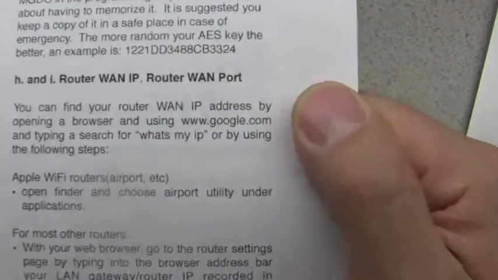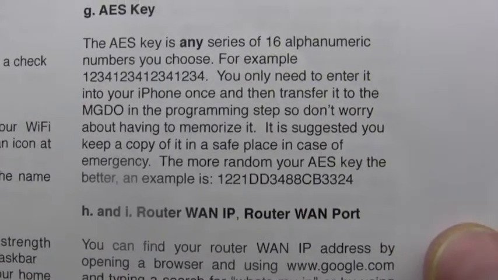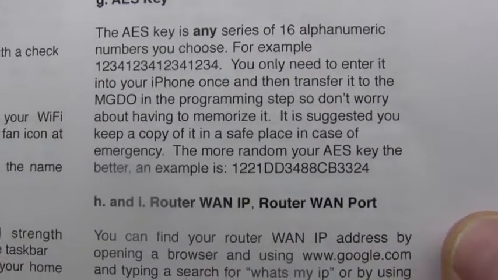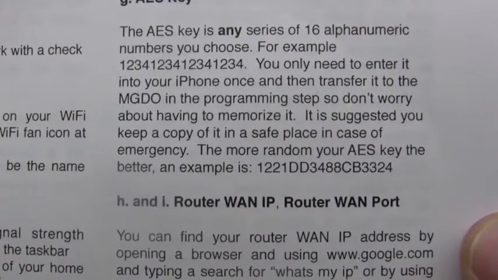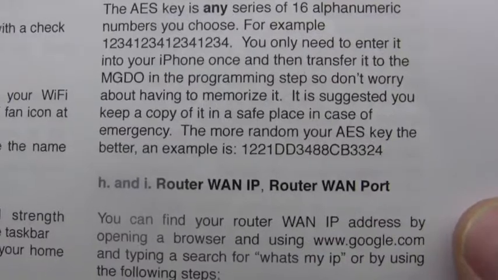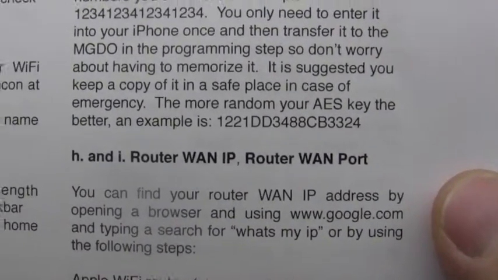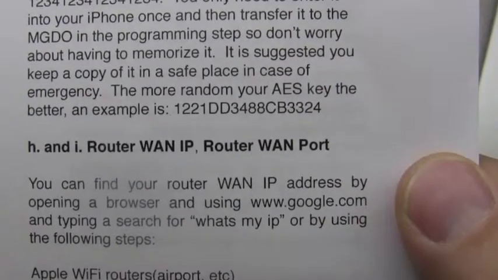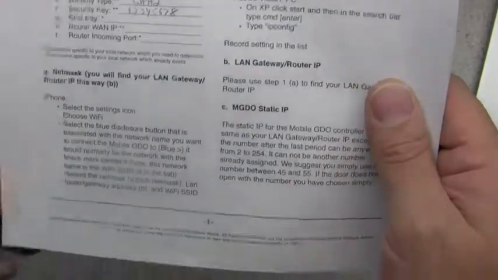Here's some examples. I'll zoom in on that, on the AES keys. Here's the explanation in here. Again, this document is on TekDevices.com. And you can see some examples of 1234, 1234, 1234, 1221, DD, and so on. Those are just some random numbers. It has to be that specific length, that certain number of characters. It has to be numbers or letters, not symbols. And so you just basically choose whatever you want it to be. And make it unique and special and don't tell anyone about it.